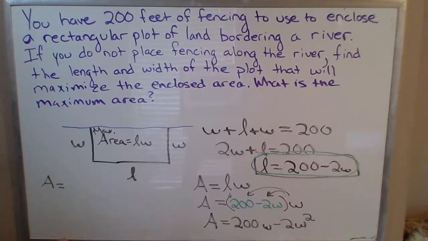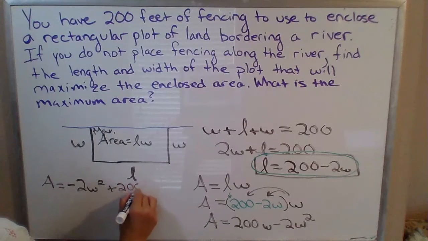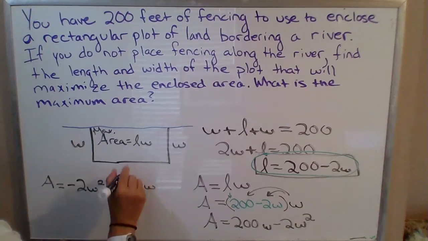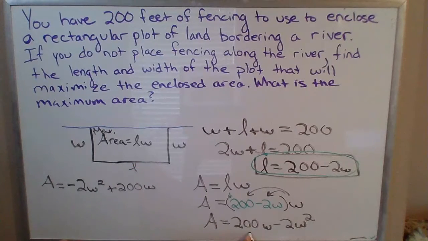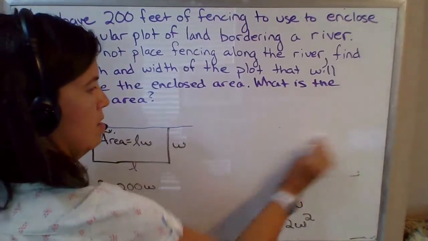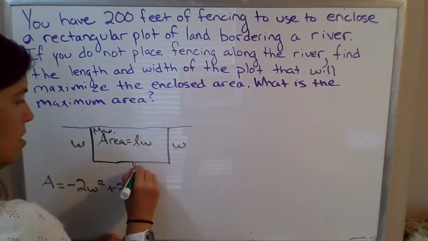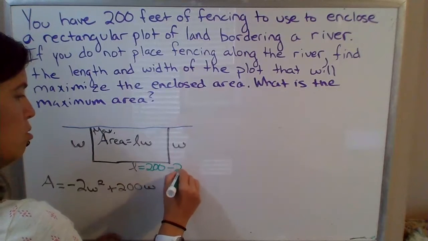So area equals, if I just rearrange that, because we prefer to have the squared term in front, negative 2W squared plus 200W. This is equivalent to the previous equation. So here's our quadratic function that gives the area of this enclosed plot of land. But let me make a note that L is equal to 200 minus 2W.